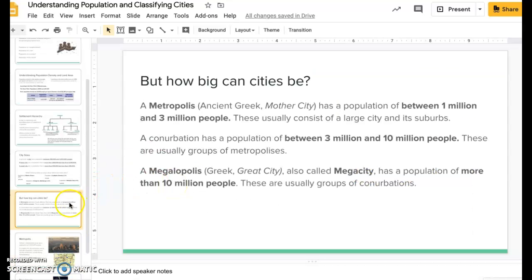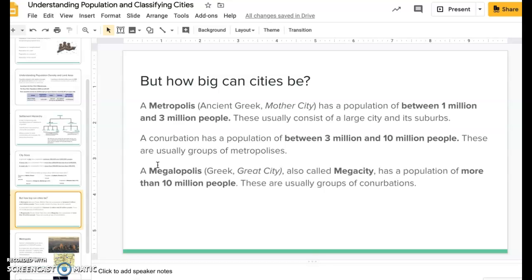But how big can cities be? Because we know that there are cities that have more than just 1 million people. This is when we get into bigger words like a metropolis and a megalopolis. So a metropolis is a city that has a population between 1 million and 3 million people.